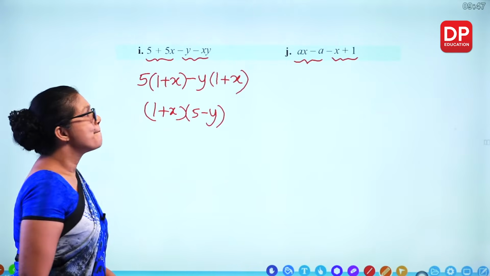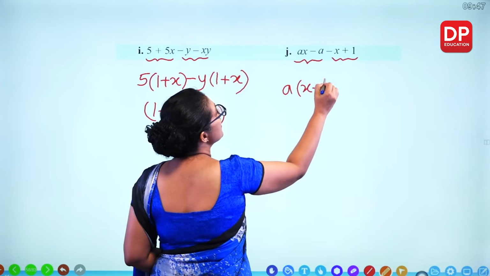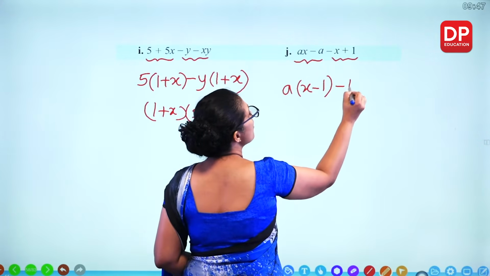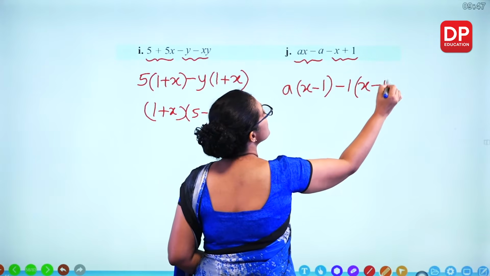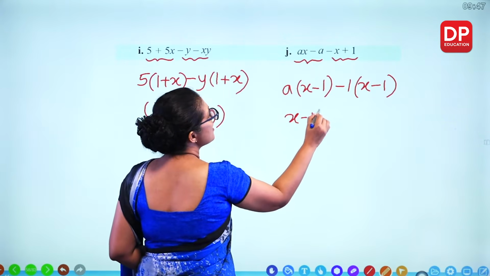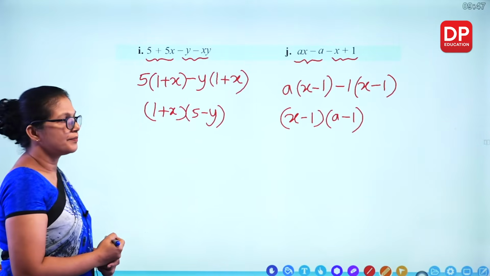This one, when you take a out, x minus 1. Here to get plus x, we'll take minus 1 out. x minus 1 again, minus minus plus. x minus 1 and a minus 1.